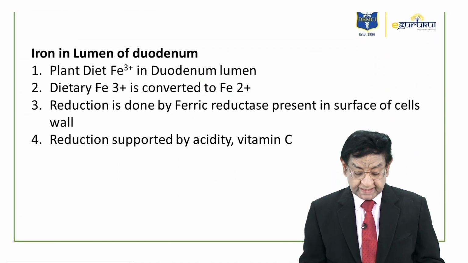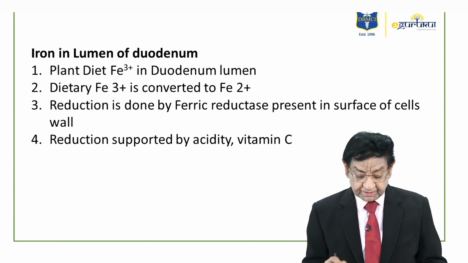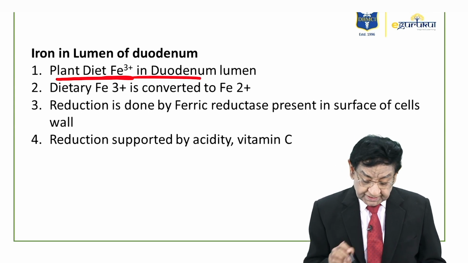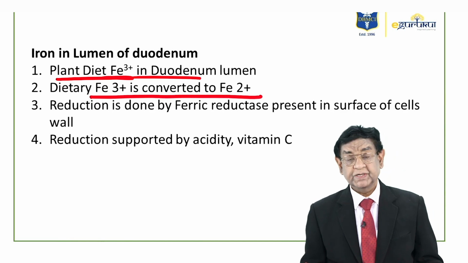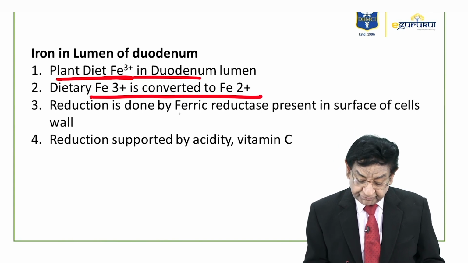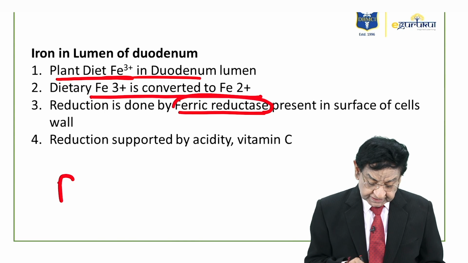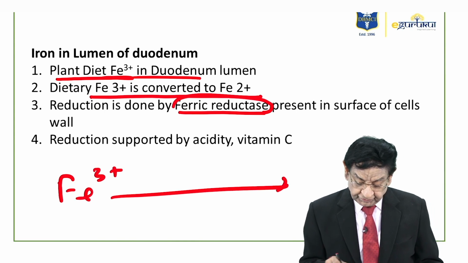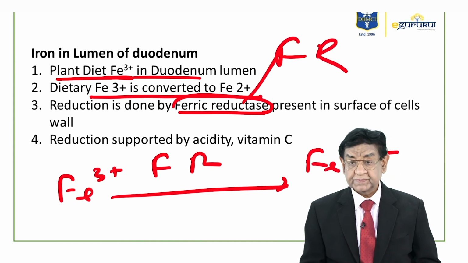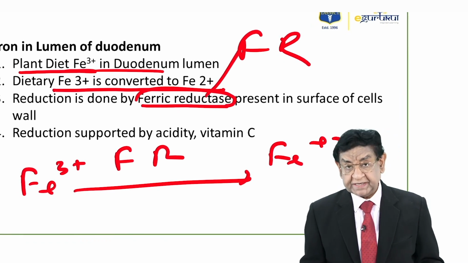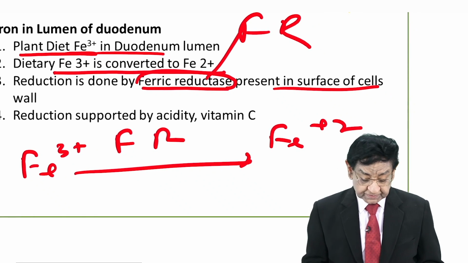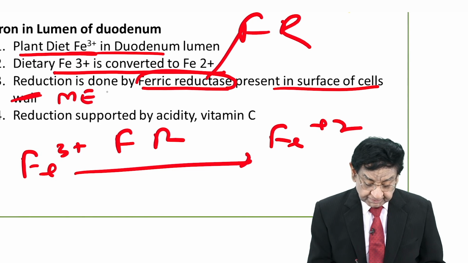Now finally, iron has been taken up. Now it has come to the duodenum. In the plant diet, ferric is there. It comes to the duodenal lumen. Here it is converted from ferric into ferrous. This is happening in the stomach and the duodenum. This is done by the enzyme ferric reductase. So you can say this is ferric reductase, and it converts ferric into ferrous. And this ferric reductase is present on the surface of the duodenal cell, on the cell membrane to be more precise.